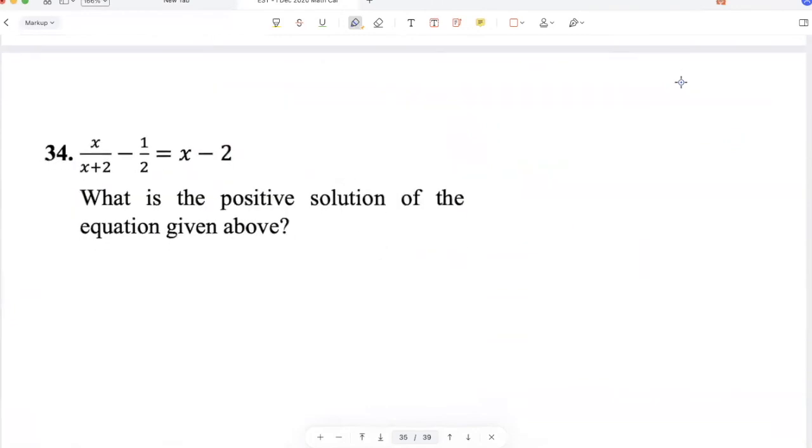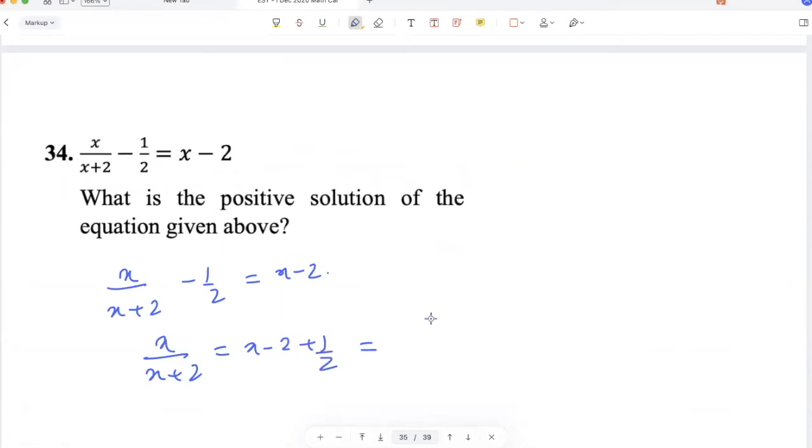What is the positive solution of the equation given above? So x by x plus 2 minus 1 by 2 is x minus half. So x by x plus 2 is x minus 2 plus half. So that's minus 1.5. So x minus 3 by 2, right? Can we do something else? 2x minus 3 by 2. So x by x plus 2 is 2x minus 3 by 2.